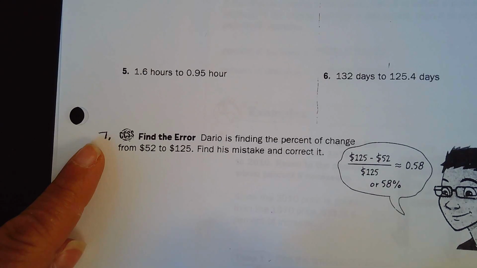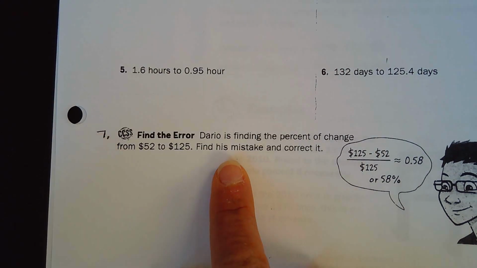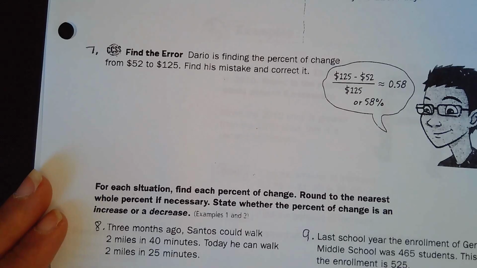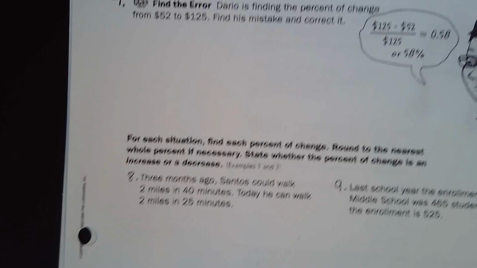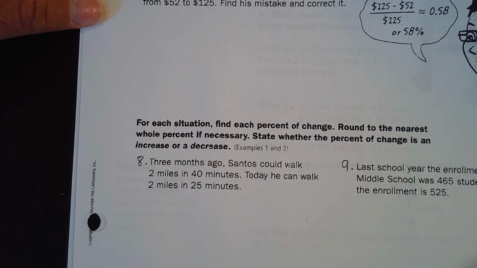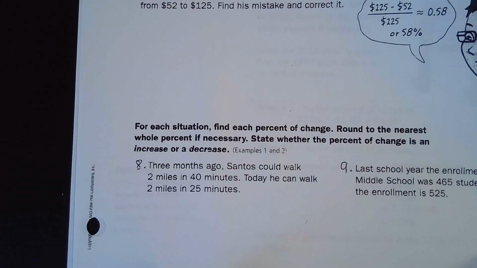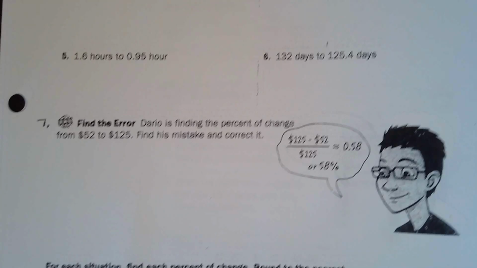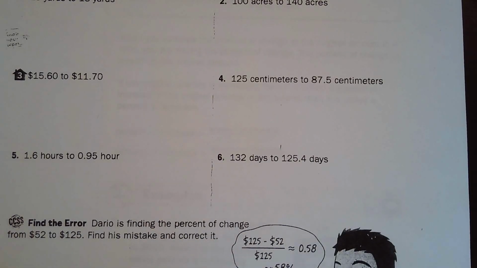Number 7, everyone look at number 7. You have to not just find his mistake, you also have to correct his mistake. And finally, in number 8, there's 4 numbers. You're only comparing 2 of them, right? You're only comparing 2 of those numbers, not all 4. So just don't forget to round, put increase or decrease, and then we will check it.